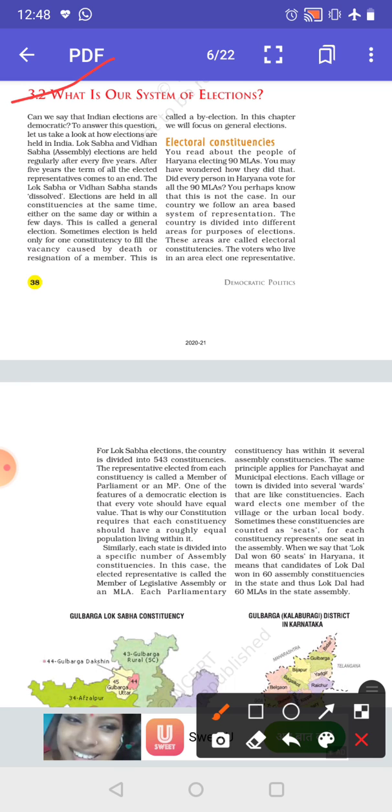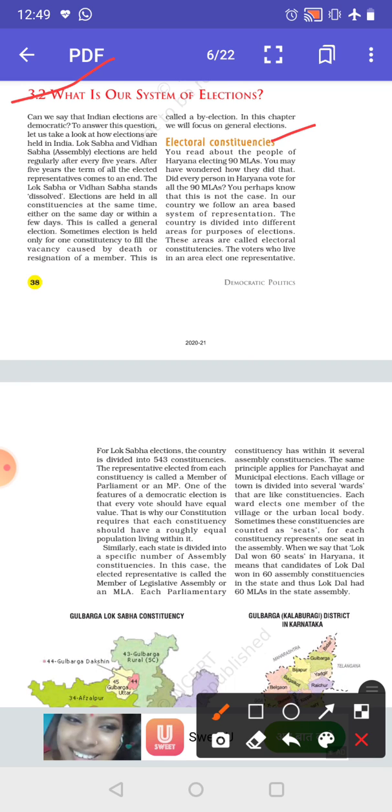Now, what are electoral constituencies? At the start of the chapter we were discussing the elections of Haryana, where 90 MLAs, that is the members of the legislative assembly, were elected. You might be wondering how 90 MLAs were elected. Did every person living in Haryana vote for all the 90 MLAs or 90 candidates? This is not the case.